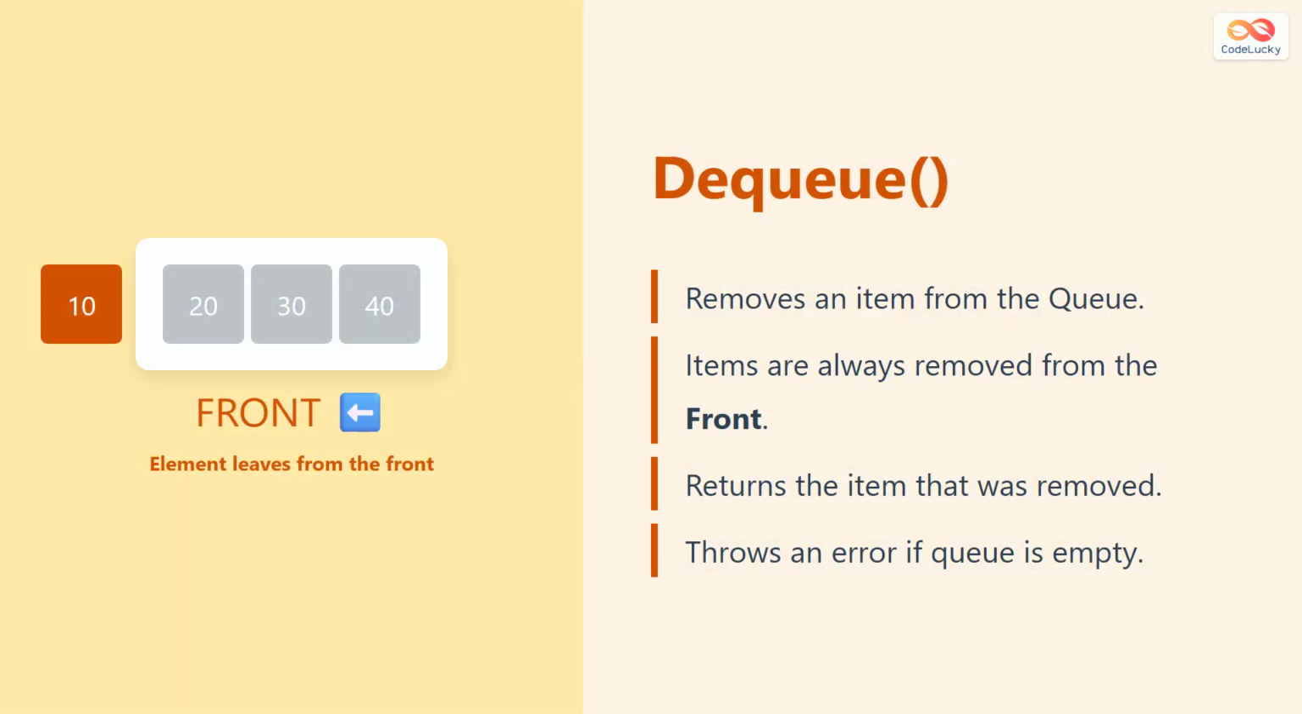The opposite operation is dequeue. This removes an item from the queue. Unlike adding, removal always happens from the front. The item that has been waiting the longest leaves the queue. If you try to dequeue from an empty queue, it will usually result in an error.